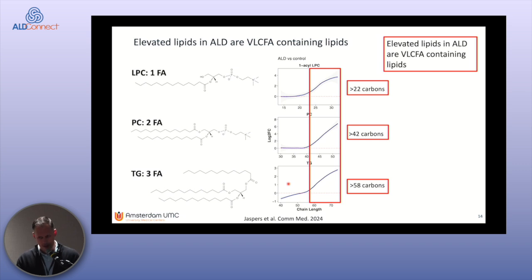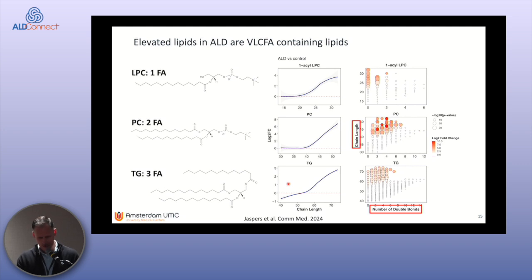Another way of representing this data is shown here on the right. Here we plot the chain length of lipids in the lipid classes on the y-axis and the amount of double bonds on the x-axis. And the bubble size here increases with change when you compare ALD to controls. And as you can see, there's a steep increase of lipids in the top left corner of all plots, meaning that these are indeed very long chain fatty acid containing lipids.